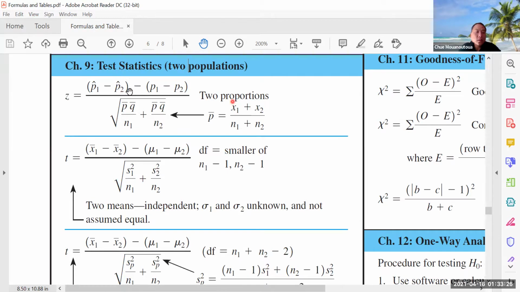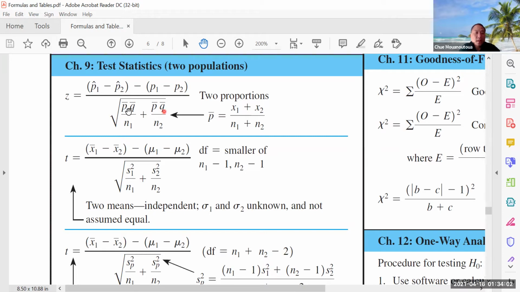Okay, so look at the statistics for Z for the proportions. So you have the p hat 1, p hat 2. So p hat 1 is from the sample 1, p hat 2 is from the sample 2. P1 is for the population 1, P2 is for the population 2.